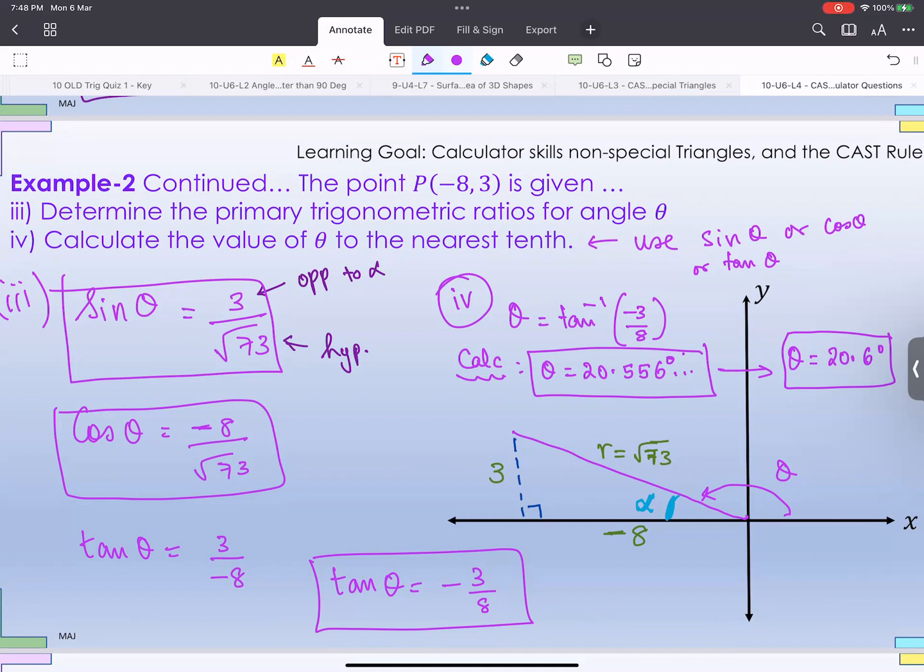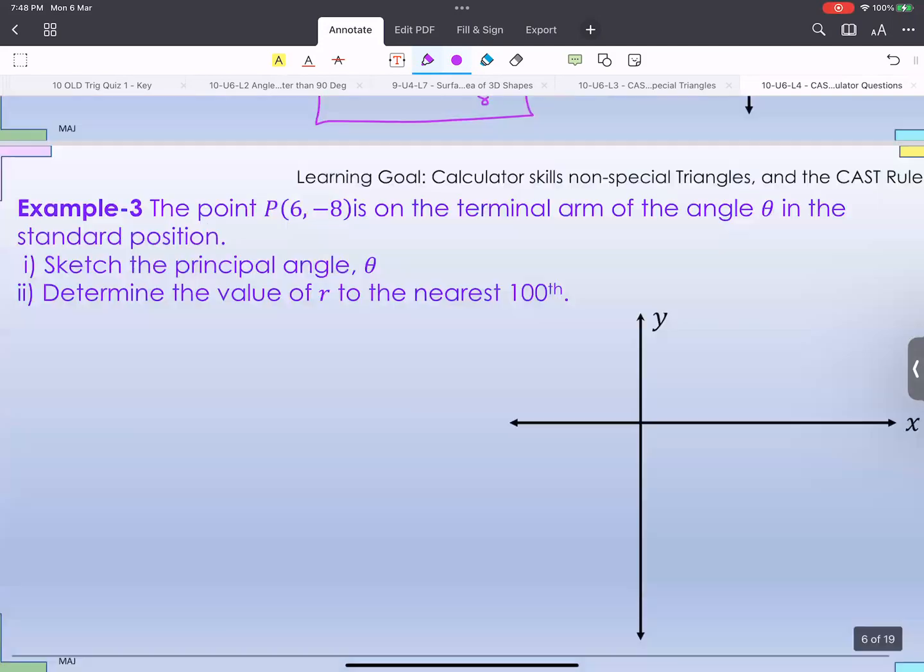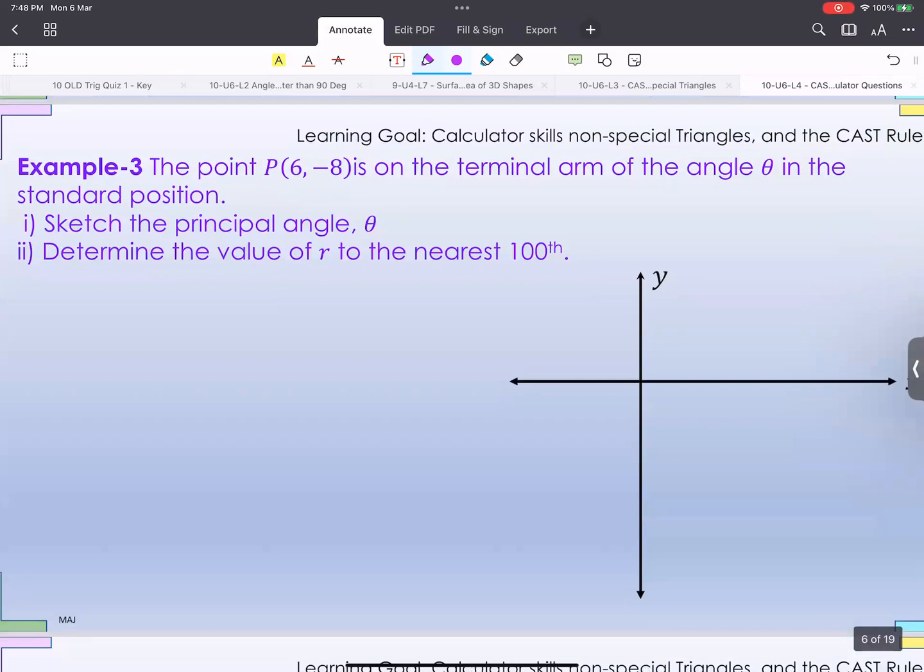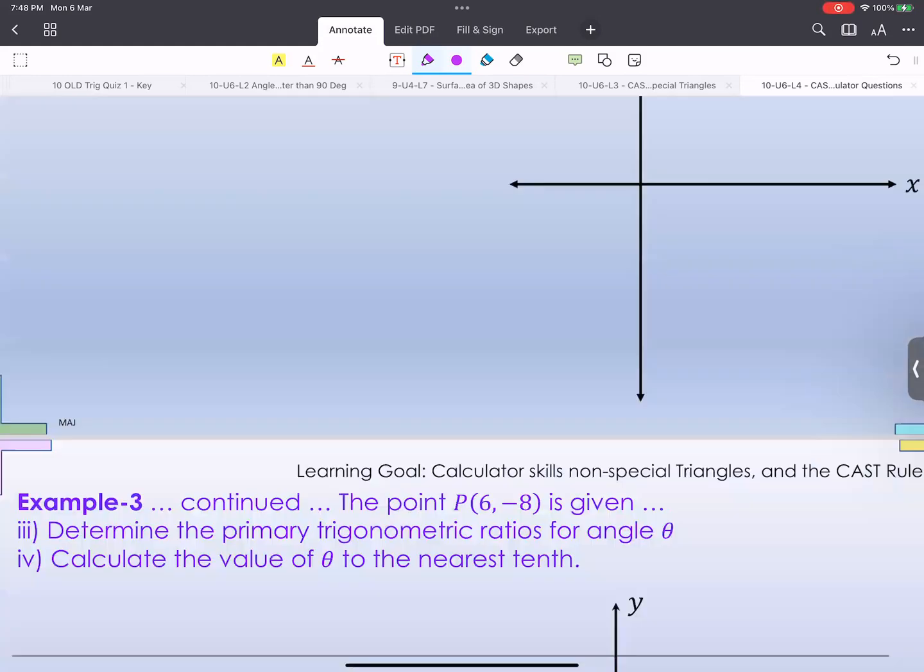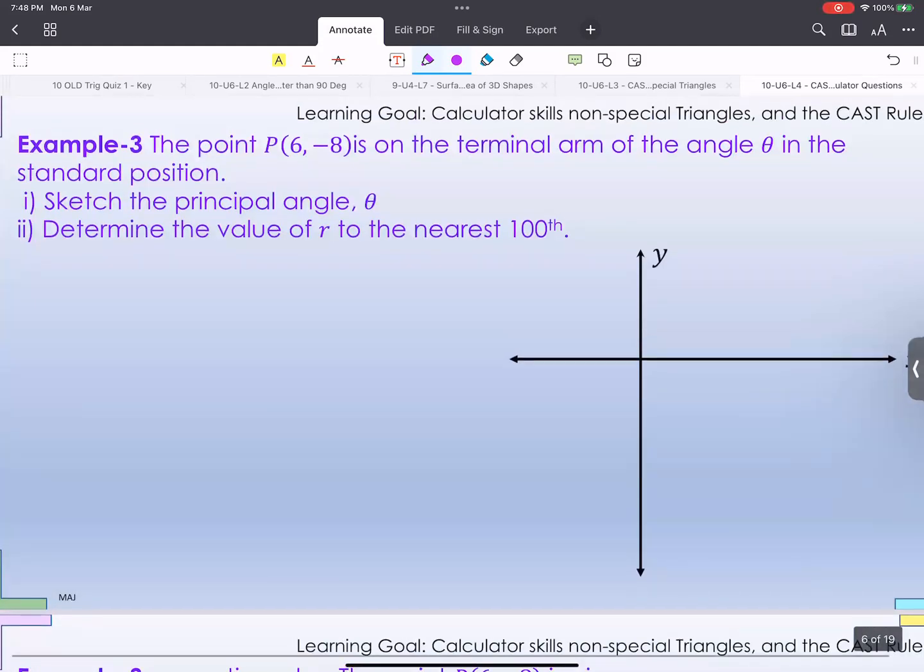The third one is very similar to example 2. So you can pause the video when I move on to example 3 and try it out, and then you can double check if you're on the right track. Again, question 3 has 2 parts. We have part 1 and 2 here, and part 3 and 4 on the next page. Feel free to pause the video at this point and actually sketch the point on the terminal arm and the angle in standard position.